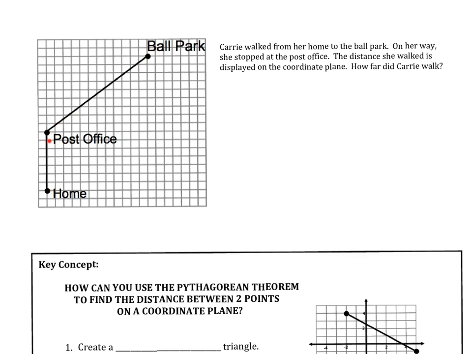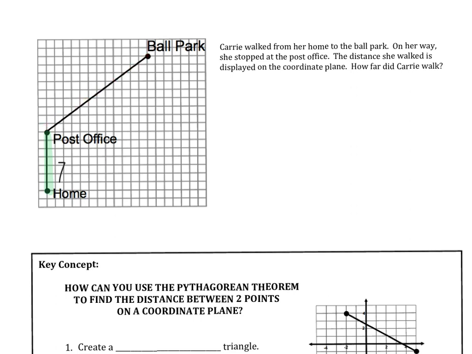Okay, so here's the thing. This distance right here, we can figure out easily. We don't have to use the Pythagorean theorem to figure out that distance. We can just count the units, right? And the number of units there is 1, 2, 3, 4, 5, 6, 7. So we know this is 7 units. No Pythagorean theorem needed.